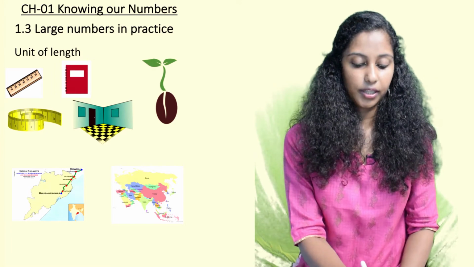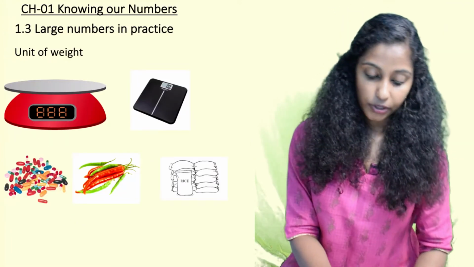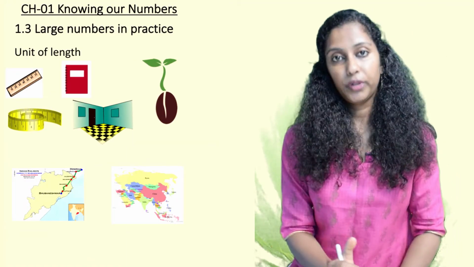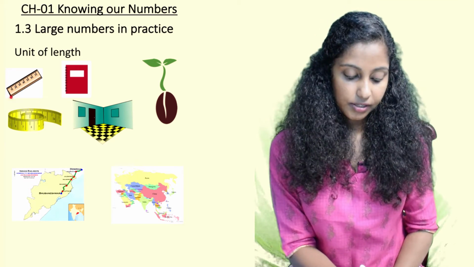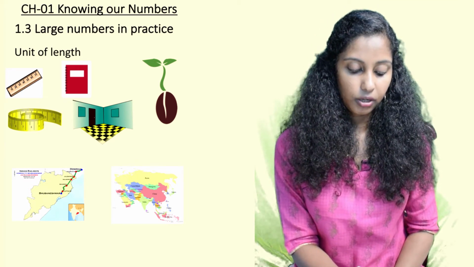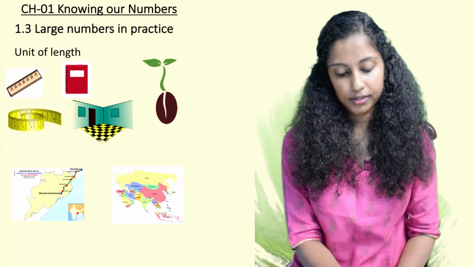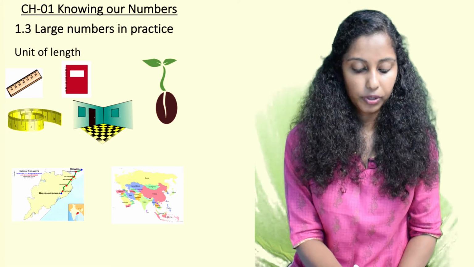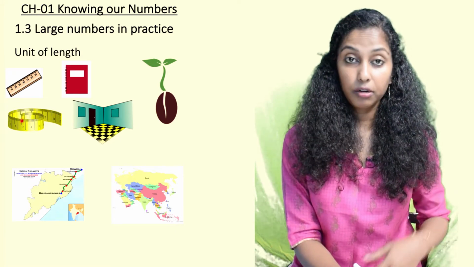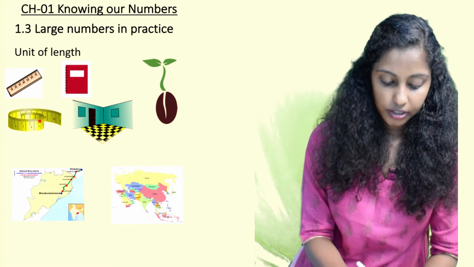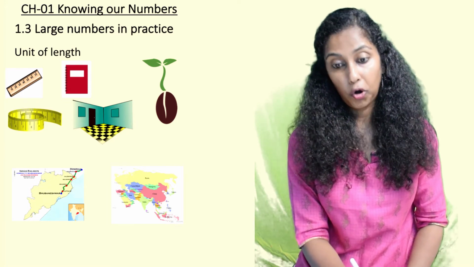So here you can see there are various pictures. When we talk about large numbers in practice, we are going to talk about various units which are used for measuring length. Here you can see a ruler or a scale. A ruler or a scale is used to measure the sides of a notebook, that is the length and breadth of a notebook. Then here we have a tape. In this tape, little bigger units are measured. This is used for measuring the length and breadth of a room or of a wall.